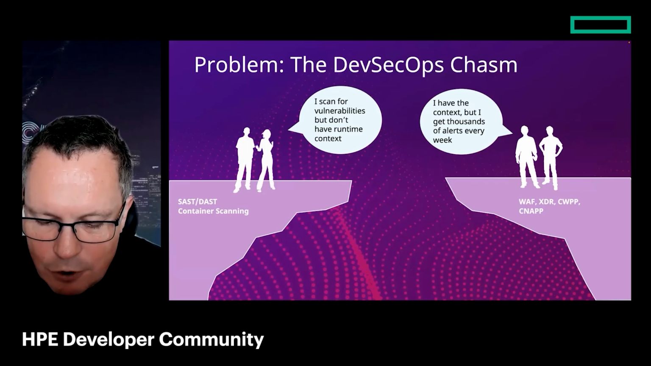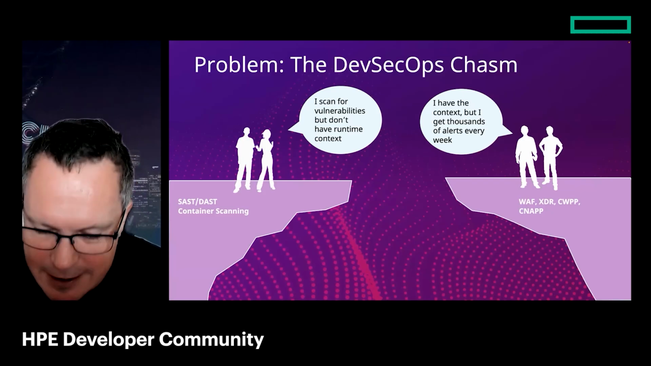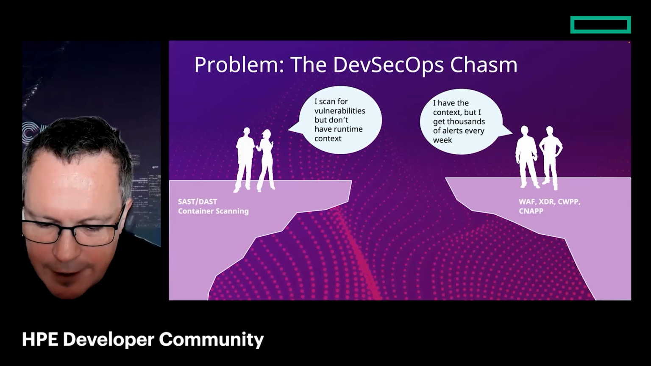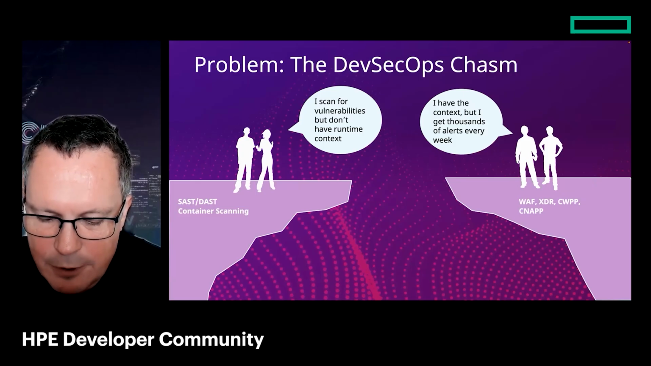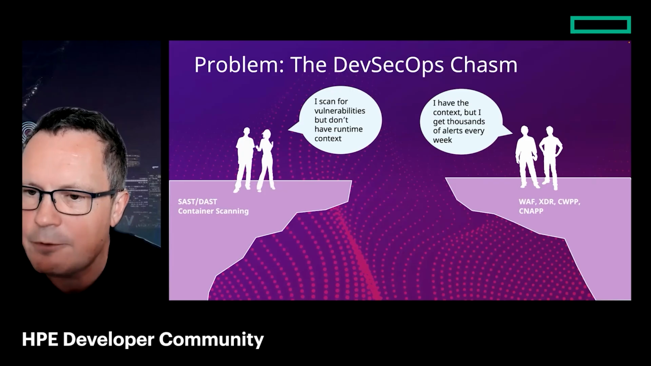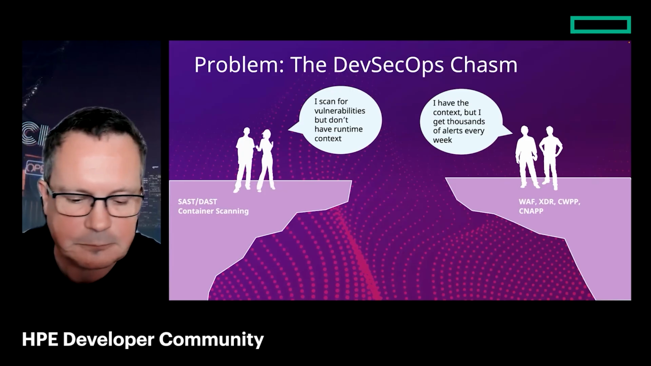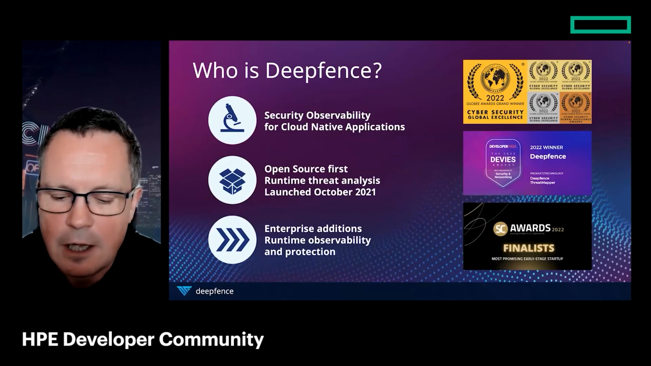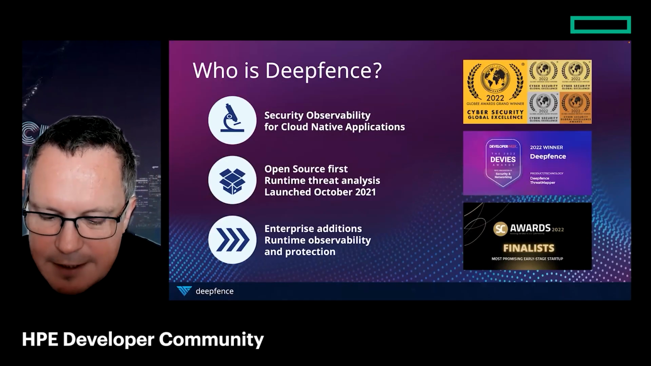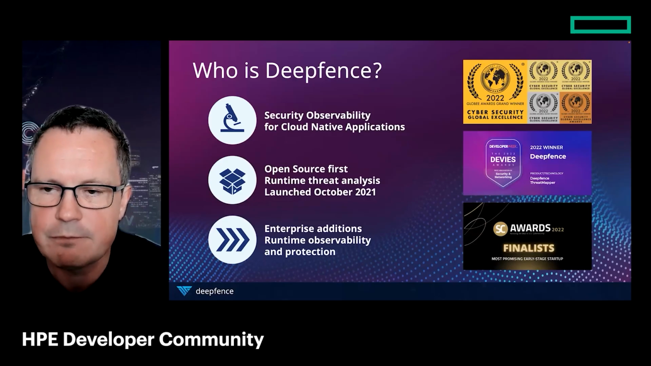And this challenge causes a lot of friction within organizations. I don't know if this is something that you identify with, something you find it hard to bridge the gap between the language that the engineering team and dev team talk, the tools that they use, and then the language and tools that are used on the other side by the SecOps teams. Deepfence exists to help you address and solve some of these problems, to close the gap.